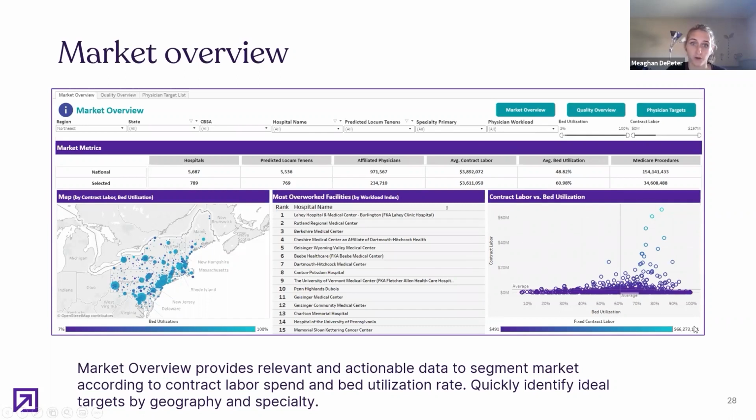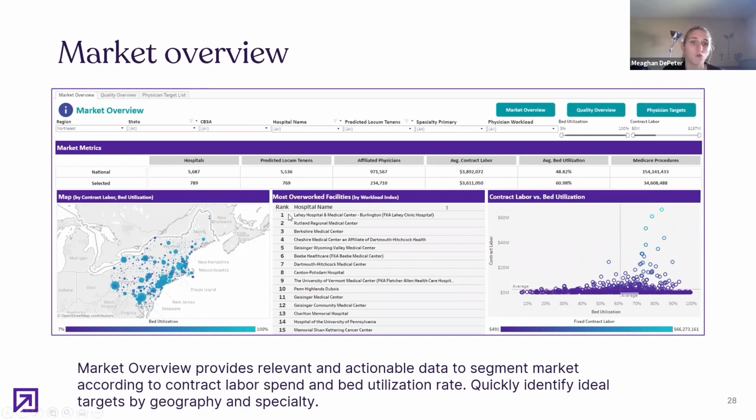This section of the Market Overview dashboard is based on both contract labor and bed utilization data. Each circle represents a single facility and is sized by contract labor, with larger ones indicating higher spending, and the color signifying bed utilization rate on a spectrum of purple, which is low, to light blue, which is high. Hovering over any circles in the database will provide a pop-up with key facility data.